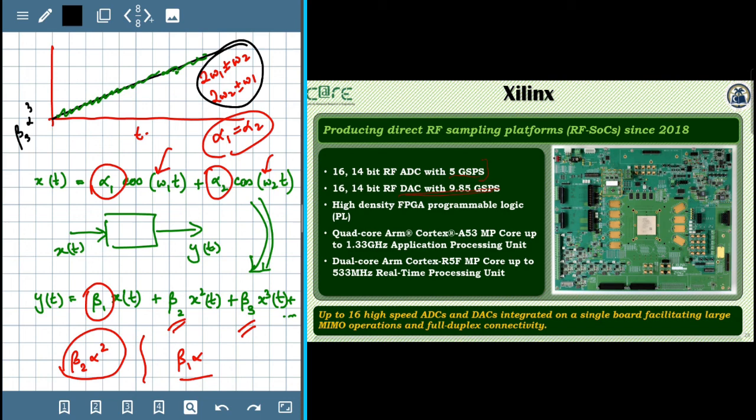High density FPGA is also provided in these cores, quadrature core ARM for the application processing, and there is also a real-time processing unit, and these boards therefore facilitate large MIMO operations as well, because you have access to 16 ADCs and 16 DACs. So a 16 cross 16 system can easily be implemented on such a platform.